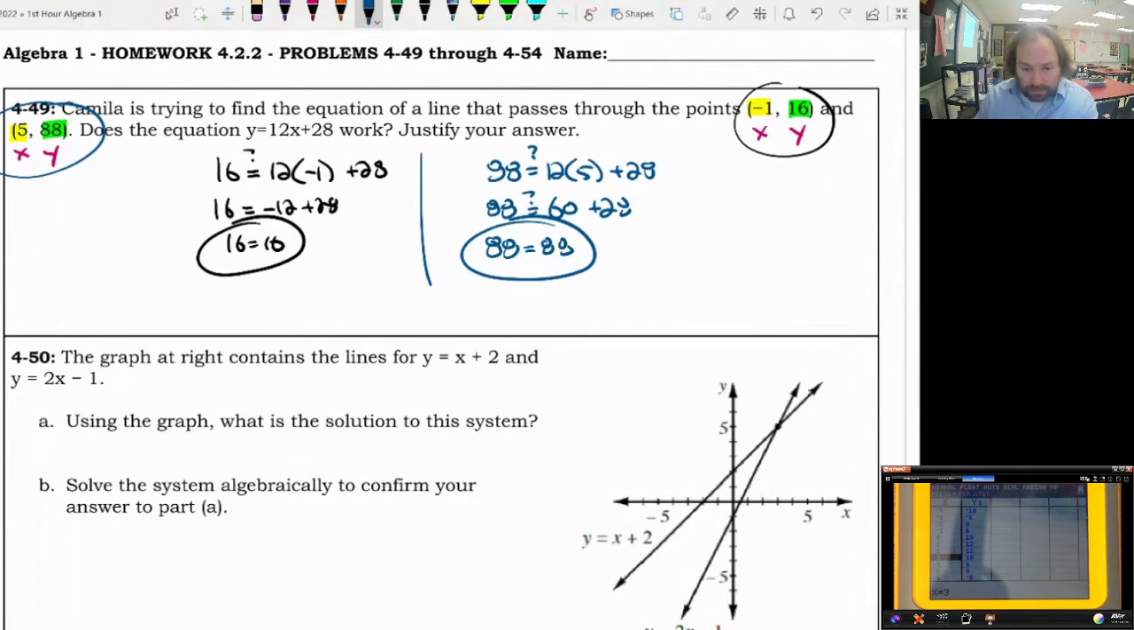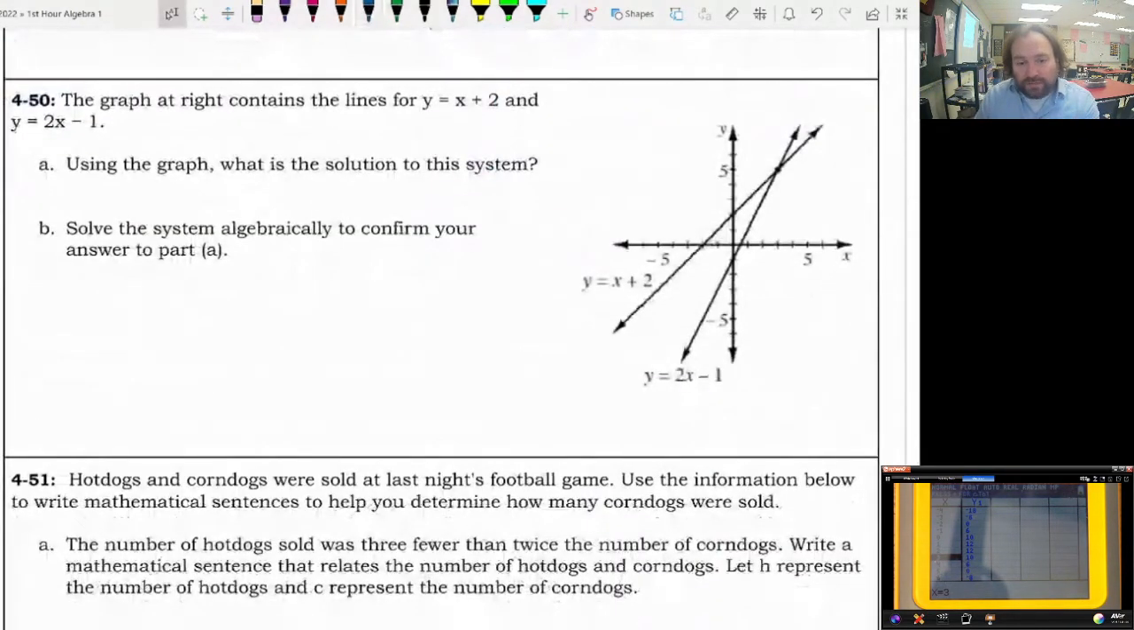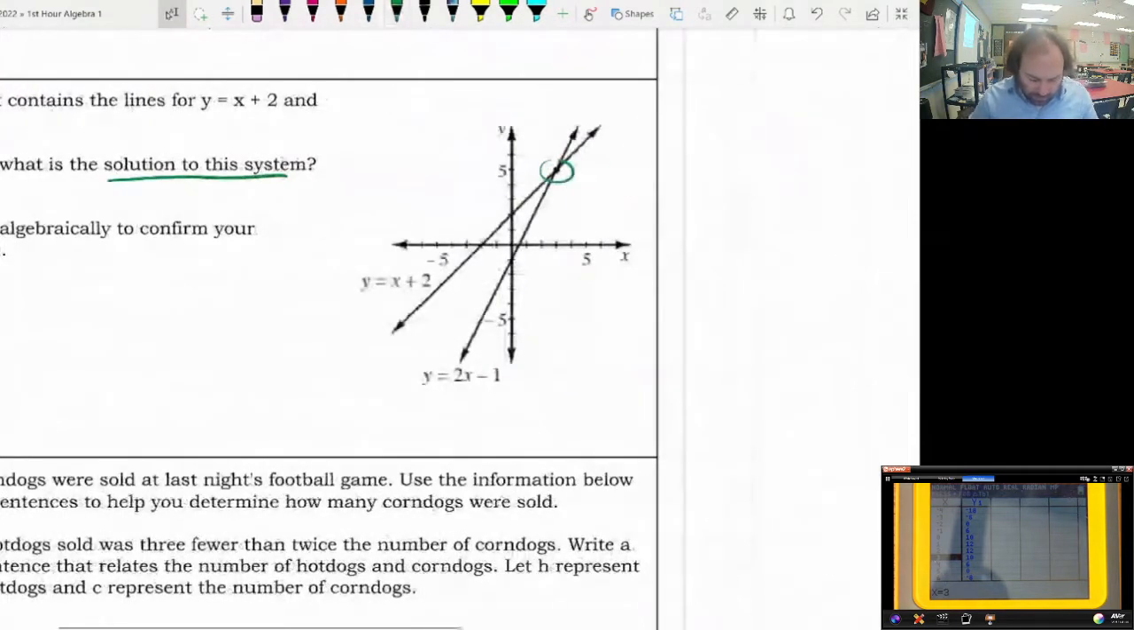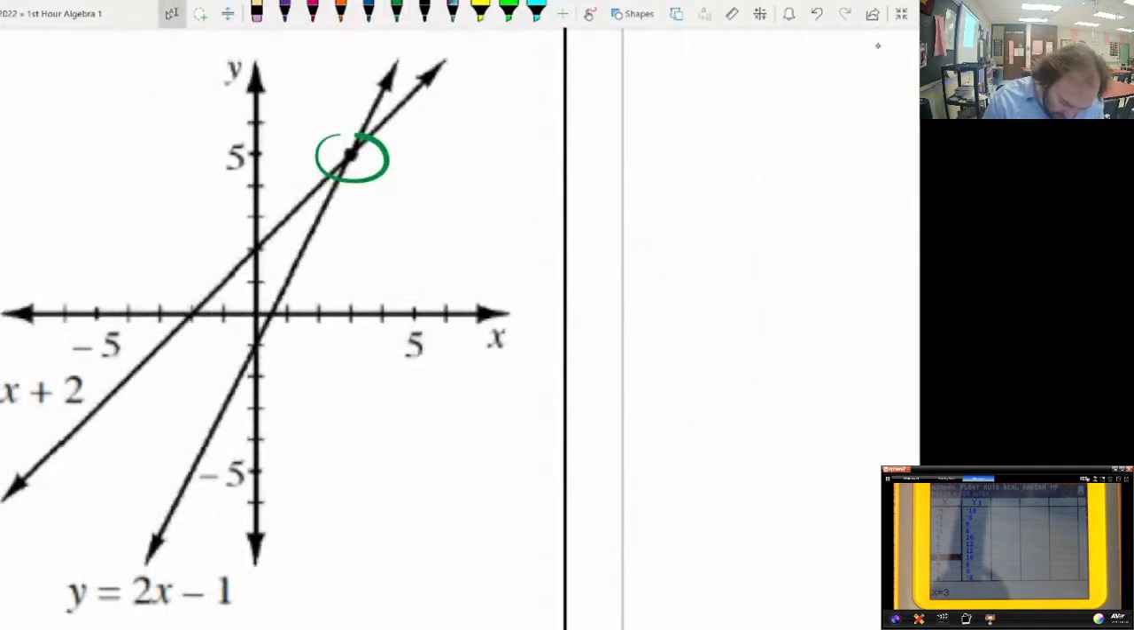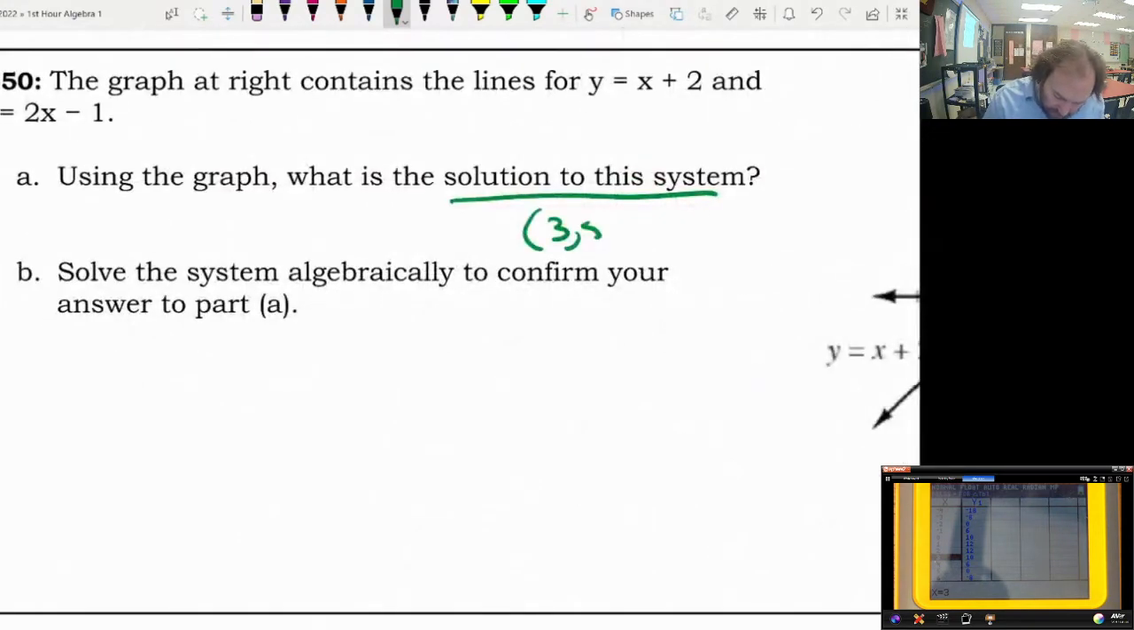So there you go. 450, here's the new hotness from today. Use the graph at right. It contains the lines for y = x + 2 and y = 2x - 1. Using the graph, what's the solution to the system? In other words, what are the coordinates right there? Those coordinates appear to me to be the point (3, 5). So I'm guessing, based on the graph, that the solution is (3, 5). In other words, x equals 3 and y equals 5.